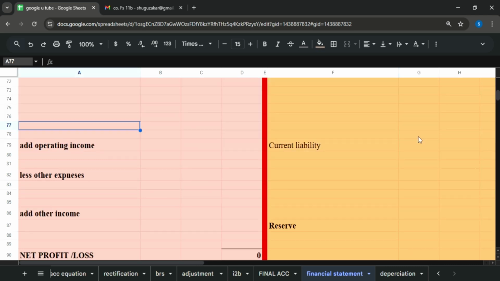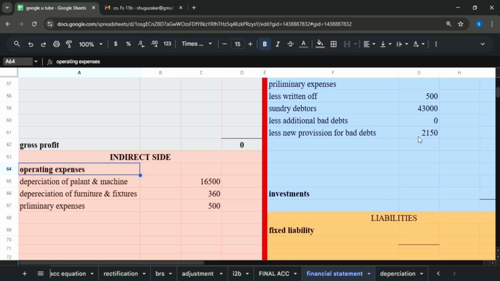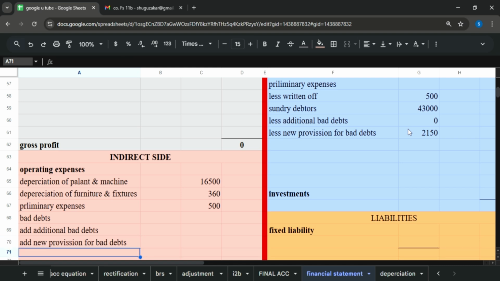Now come to the operating expense side. Here we will mention bad debts. Then we will add additional bad debts. Then we will add new provision for bad debts. After that you will subtract old provision for bad debts. Alright guys, as you can see, additional bad debts were 0, so mention it.